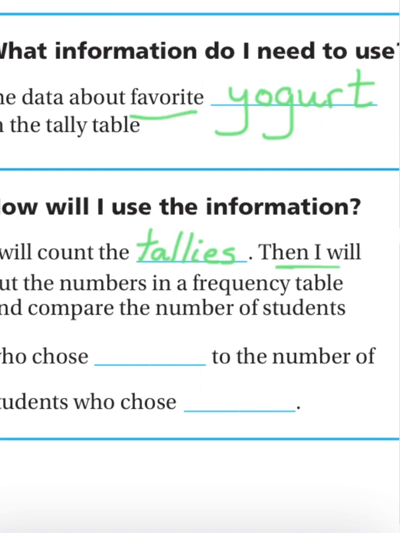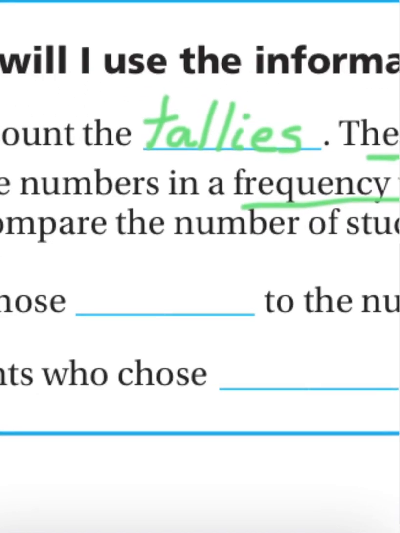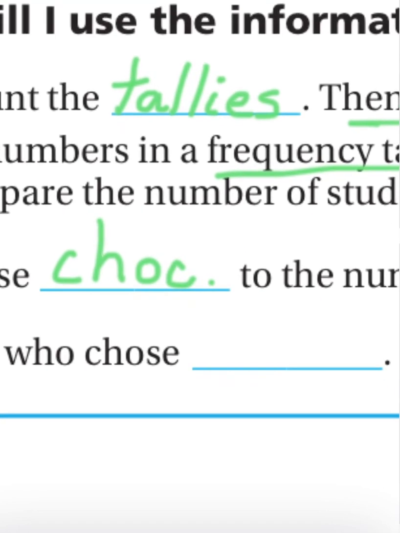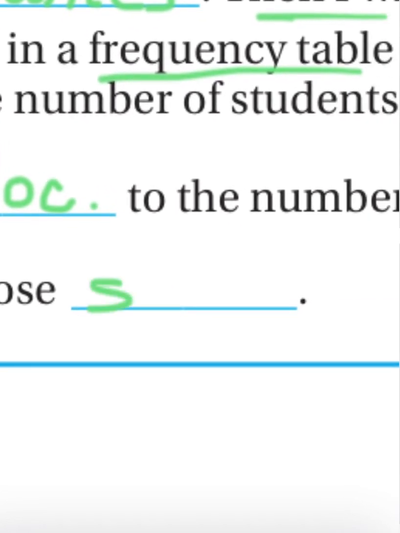Then I will put the numbers in a frequency table and compare the number of students who chose blank to the number of students who chose blank. And again, we're comparing chocolate yogurt, C-H-O-C period, and strawberry yogurt. So again, I'm just going to put straw as an abbreviation.